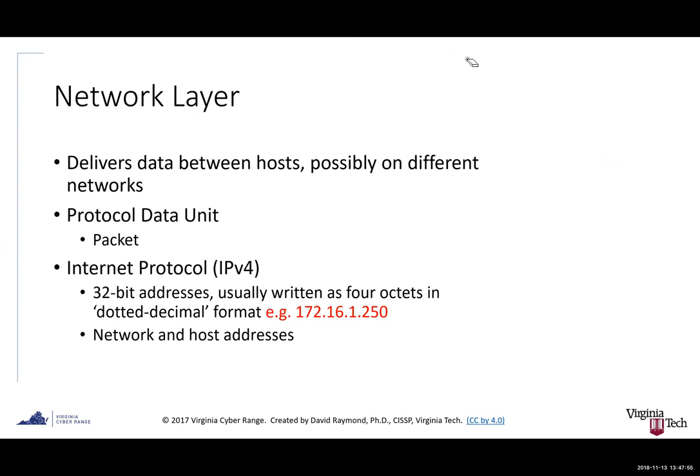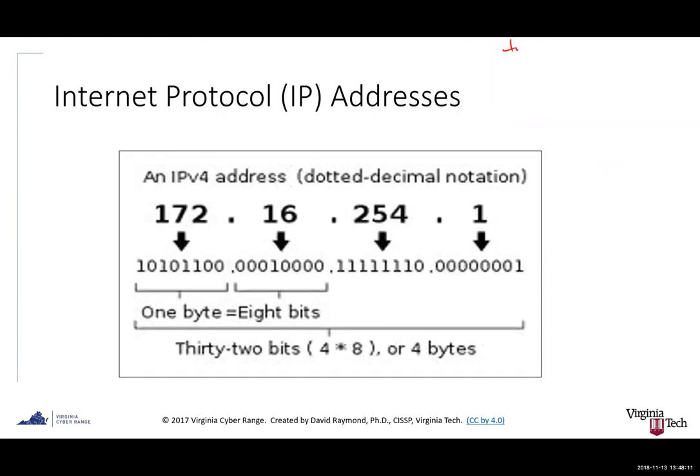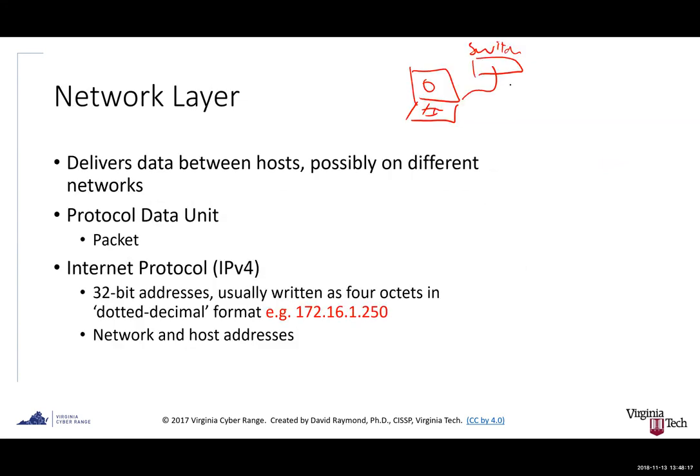Okay, network layer delivers data between hosts, possibly on different networks. So if you have a computer that is on a certain network, that computer might be connected to a switch. And gee whiz, apologize for this. And then in some other network, you might have a web server. And again, this might be www.nasa.gov. And this thing is going to be connected to a switch.